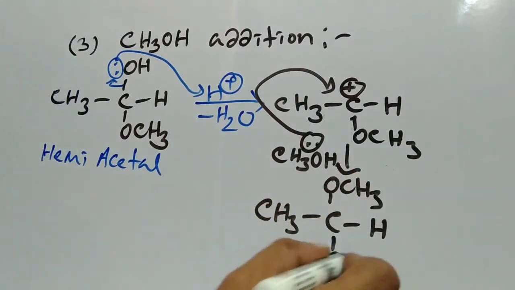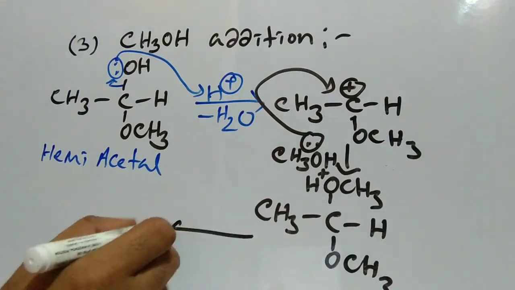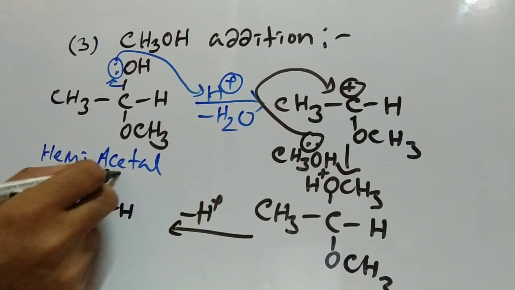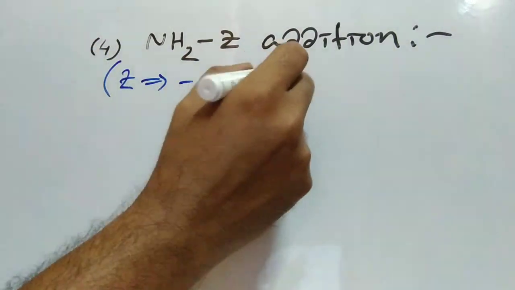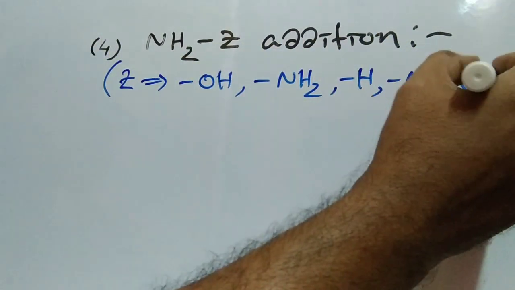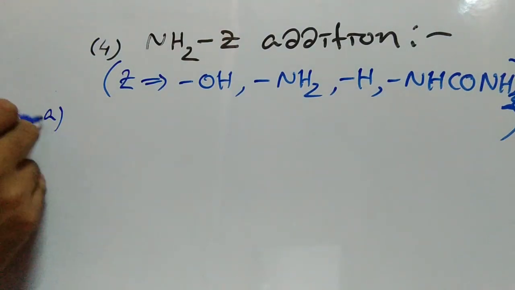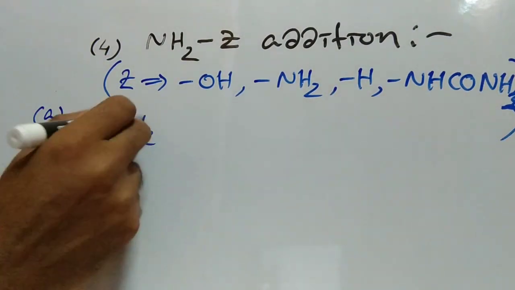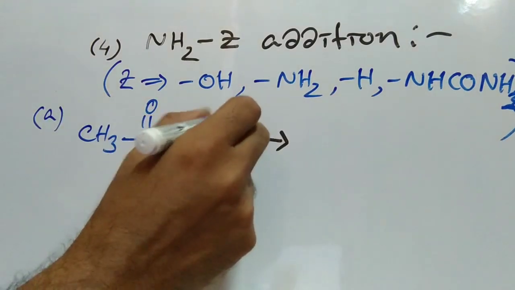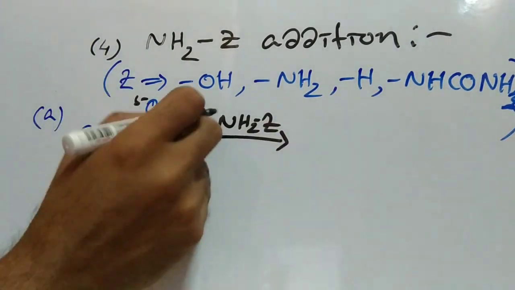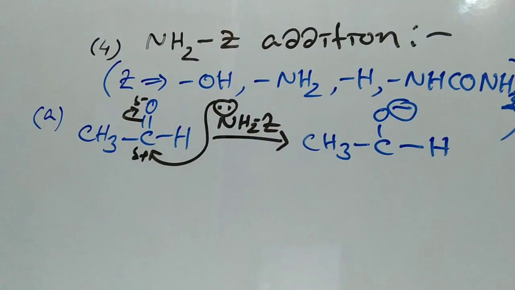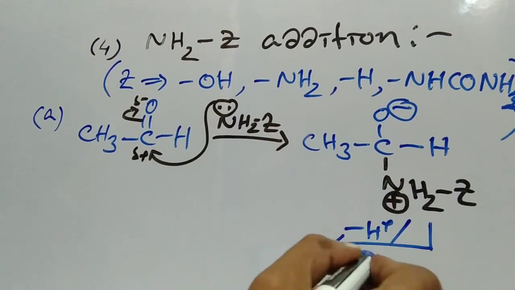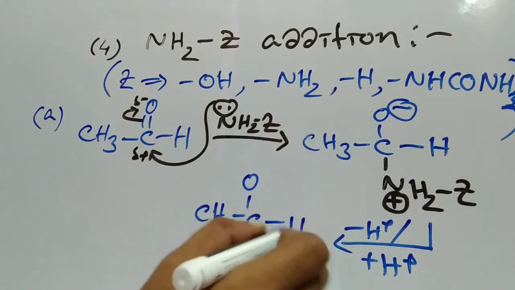Aldehydes and ketones react with a number of ammonia derivatives in weakly acidic medium to form compounds containing carbon-nitrogen double bonds with the elimination of a water molecule. The reaction is reversible and is catalyzed by acid. The equilibrium favors the product formation due to the rapid dehydration of the intermediate to form C=N-Z. Some of these compounds are crystalline and are used for the characterization of aldehydes and ketones.